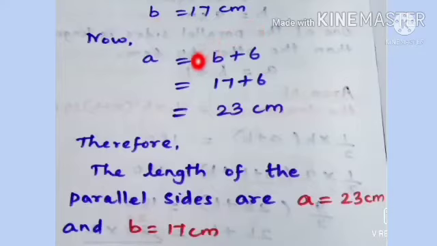What is the remaining thing we have to do? Yes, that is we have to find the value of A. But the value of A is taken as B plus 6. So when we substitute B as 17, we get the value of A, that is B plus 6. The value of B is 17. 17 plus 6 is 23. So thus we get the value of A as 23 centimeter. Therefore the lengths of the parallel sides are A is equal to 23 centimeter and B is equal to 17 centimeter.